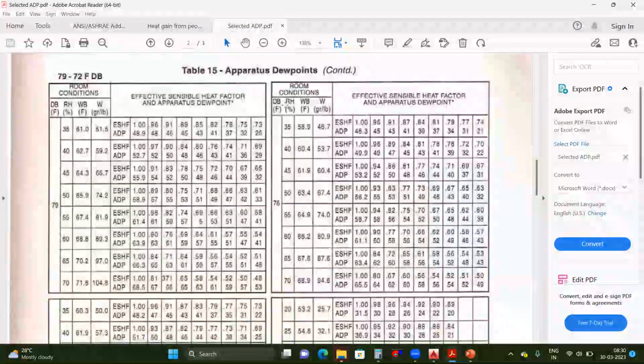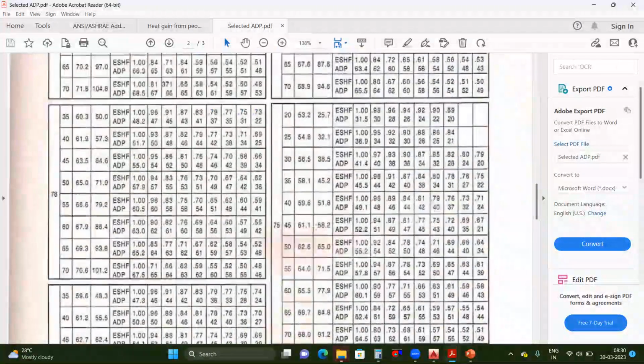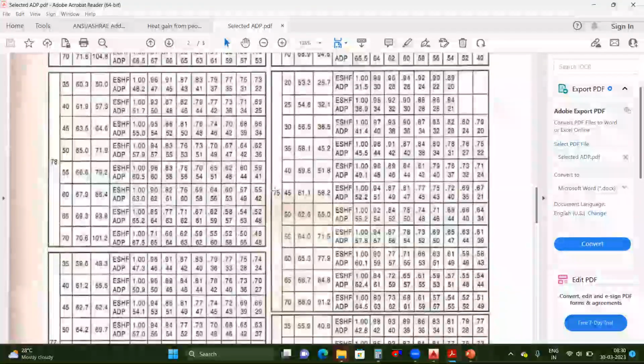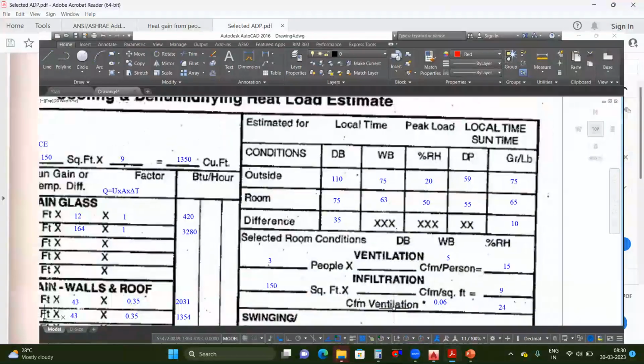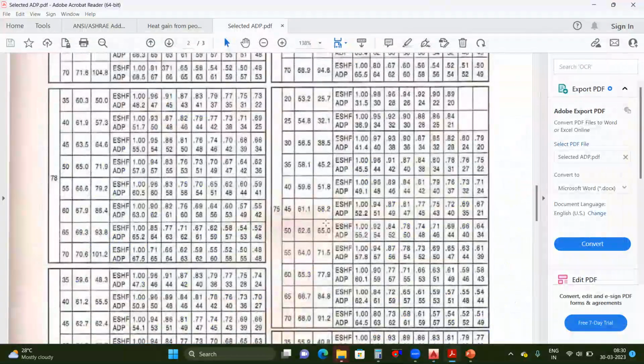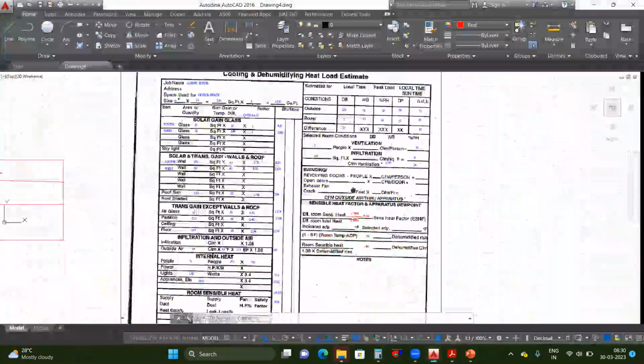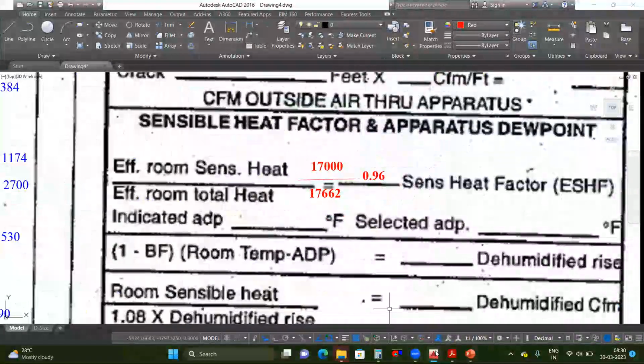And after that we need to go for the relative humidity. This is the 75 and the relative humidity is 50. So this is our relative humidity 50%. So 75 and 50, we can select these values. But here also if you see we have more number of values. So for this we need to take the ESHF, effective room sensible heat factor. That we calculated, how much we got here, that is 0.96.